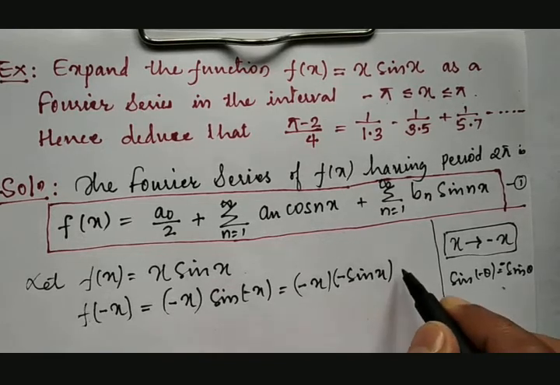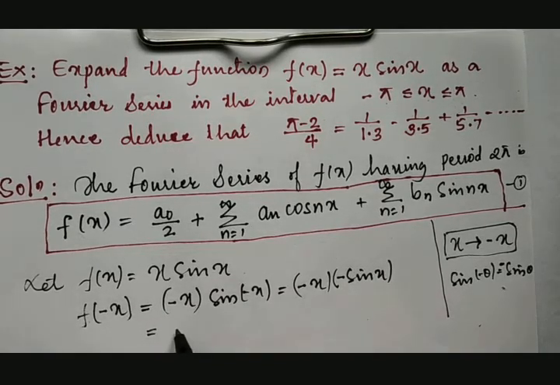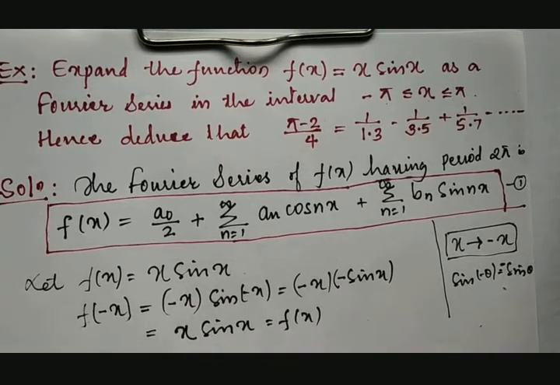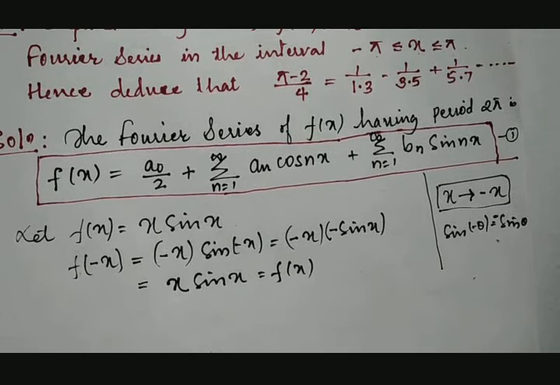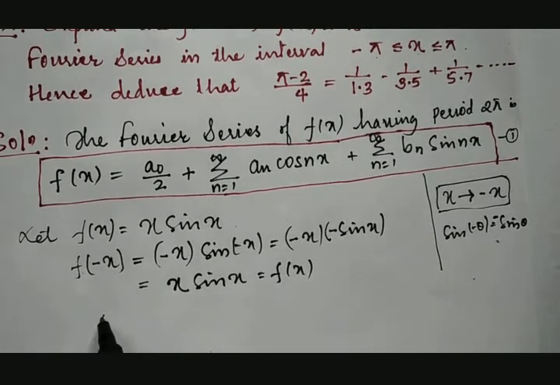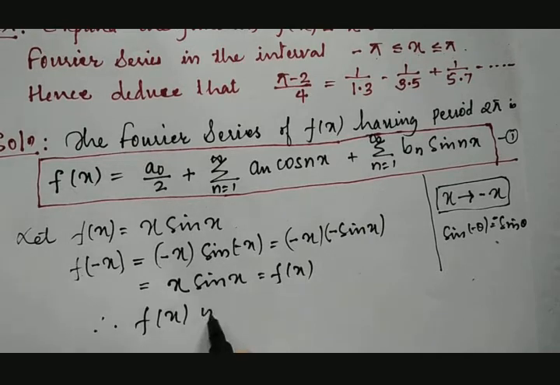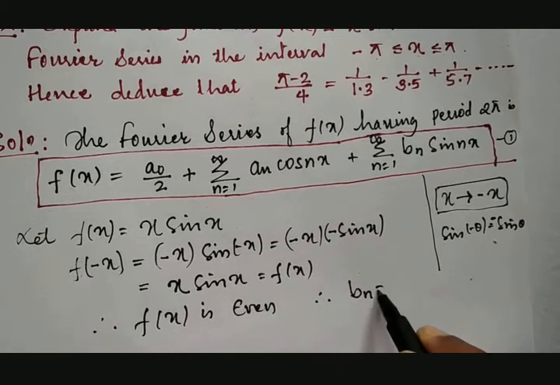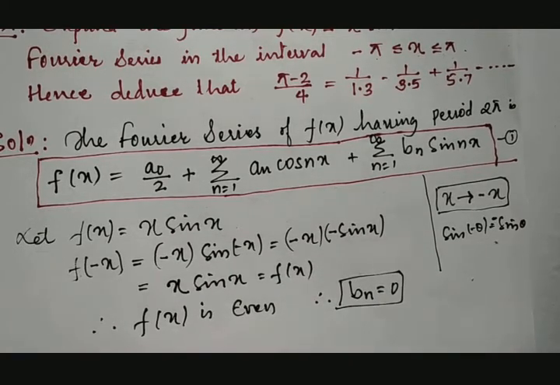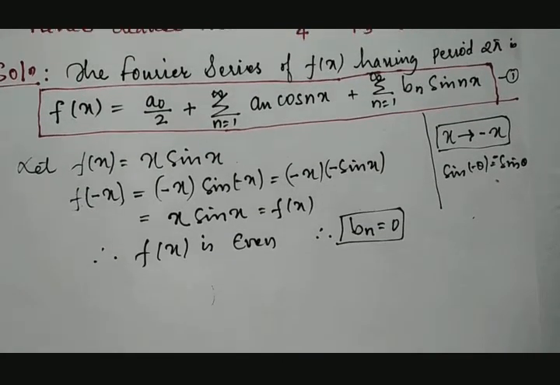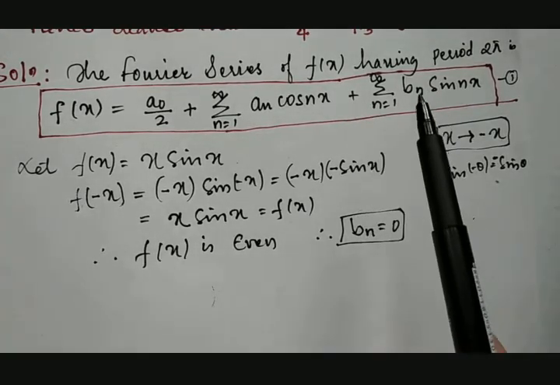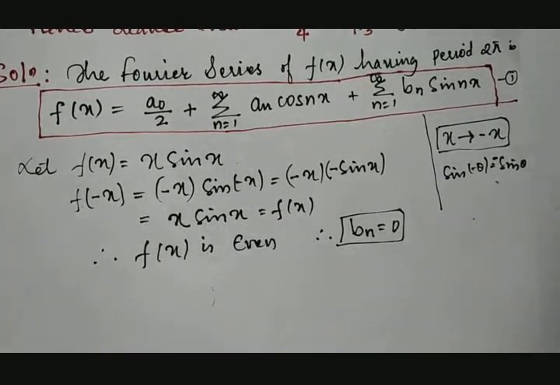So this is equal to x into sine x, which is the same as the given function f of x. Therefore, the given function f of x is even. Therefore, we can take the value bn equal to 0 directly. Fine, so this is one part. With the help of this, we already got bn equal to 0. Then we need to calculate a0 and an.